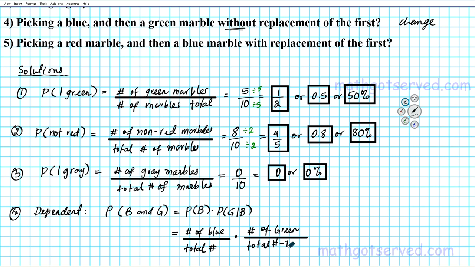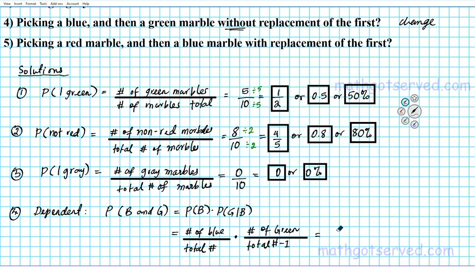Why are we subtracting 1? Because in the first selection, a ball was pulled out and it was not replaced. Okay? So when you have dependent events, subsequent probabilities are different from the original one in the denominator position. Okay, so something to keep in mind. All right, so what does that give us?